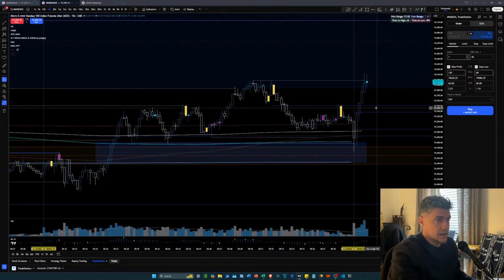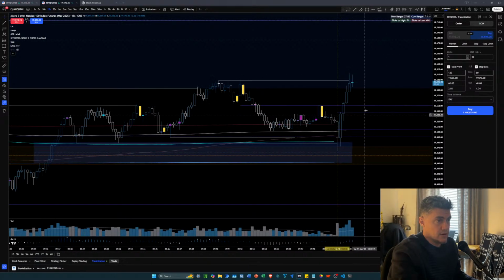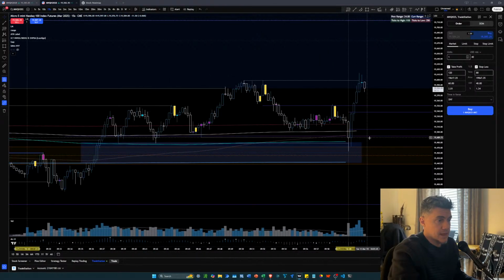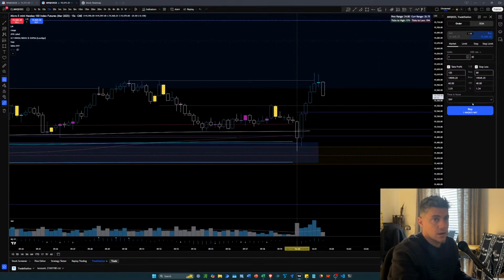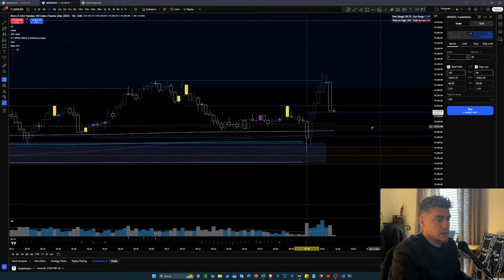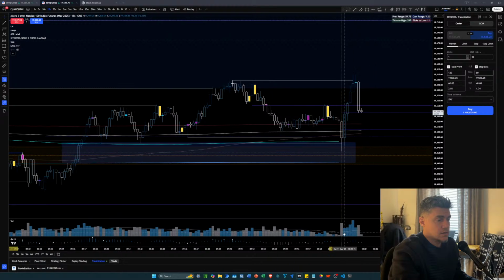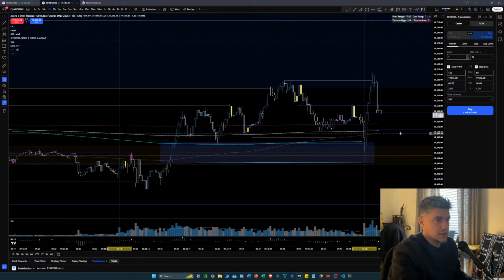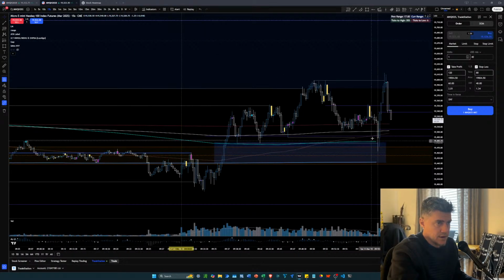So if I can get a pullback to 50% of this impulse leg, or even just a long signal right here, that would be amazing. There we go. Pull back to 50%. A lot more volume coming in here at the top of the hour. Huge, hard to buy the close of this huge bearish bar. Yeah, very peculiar here.